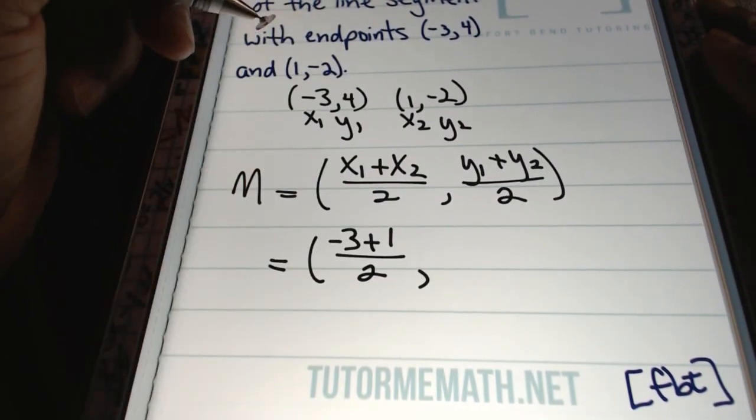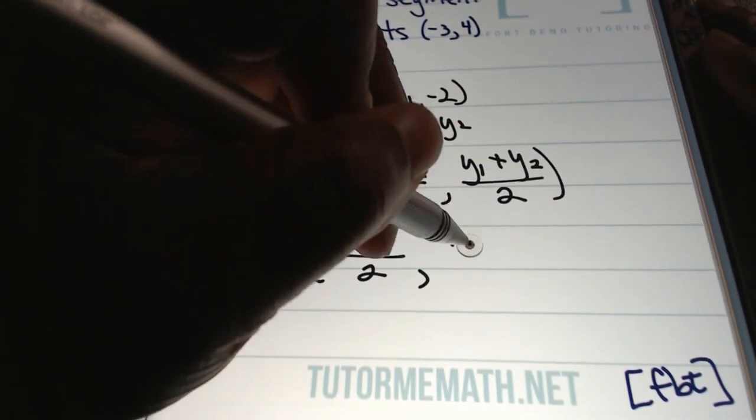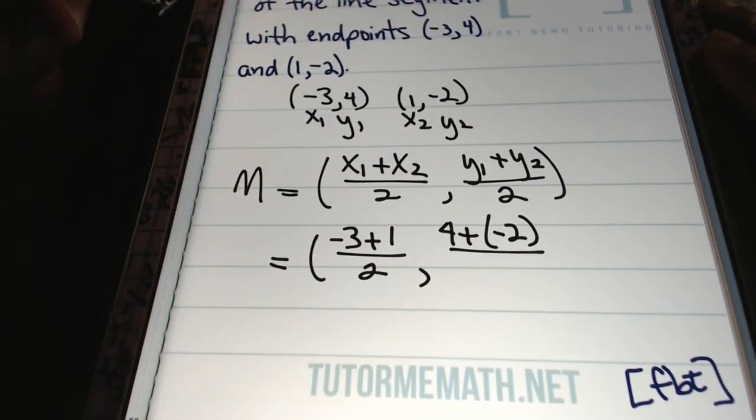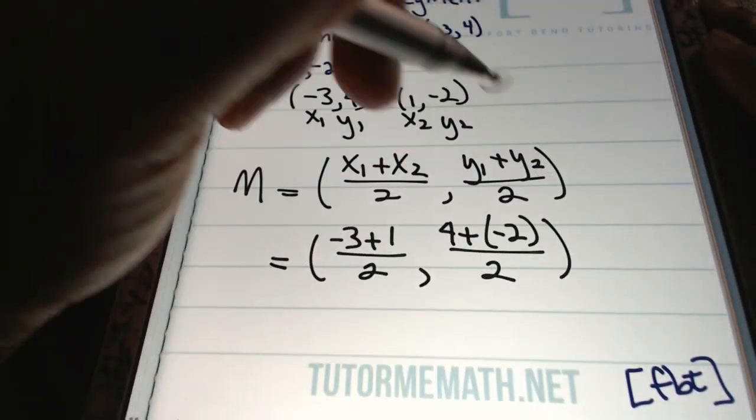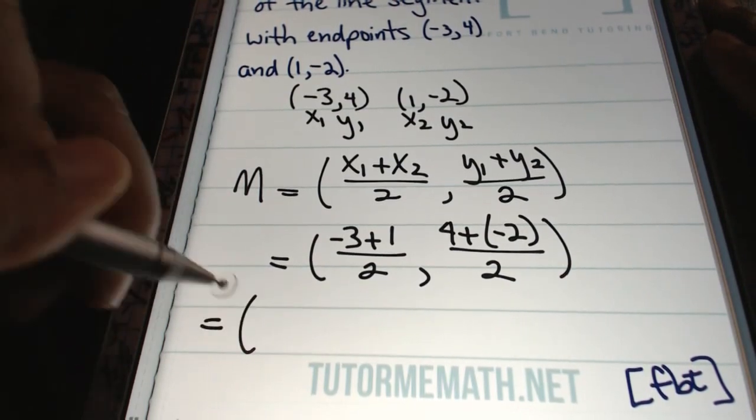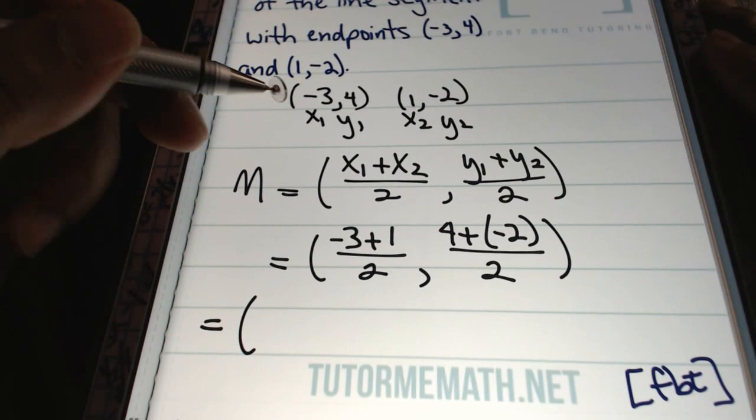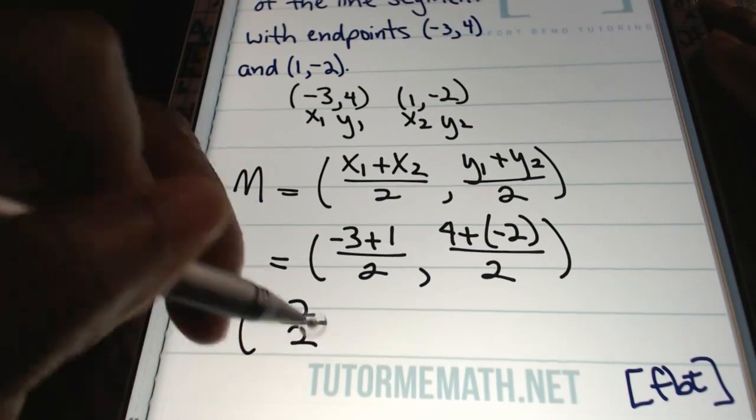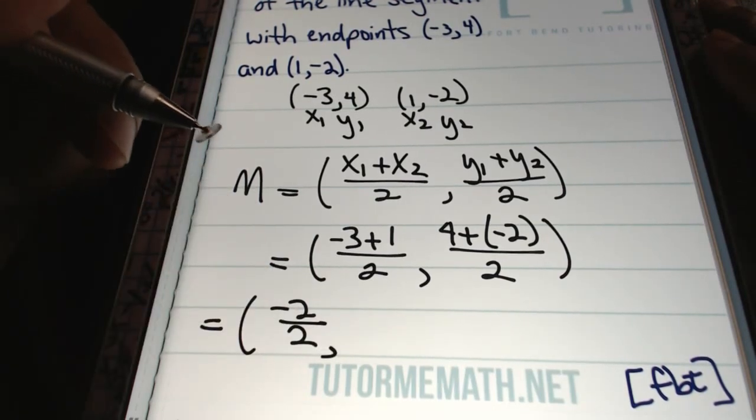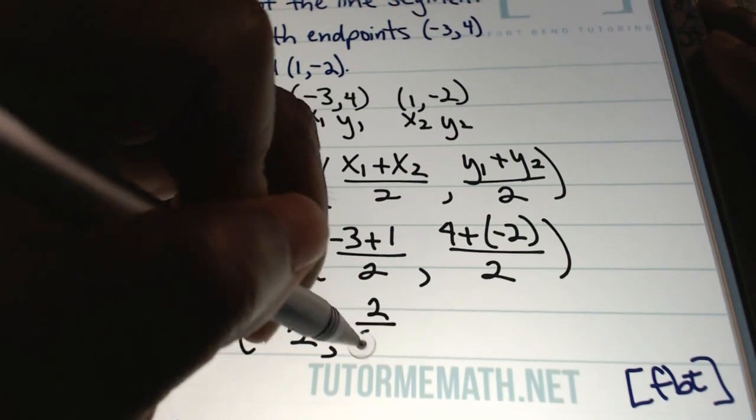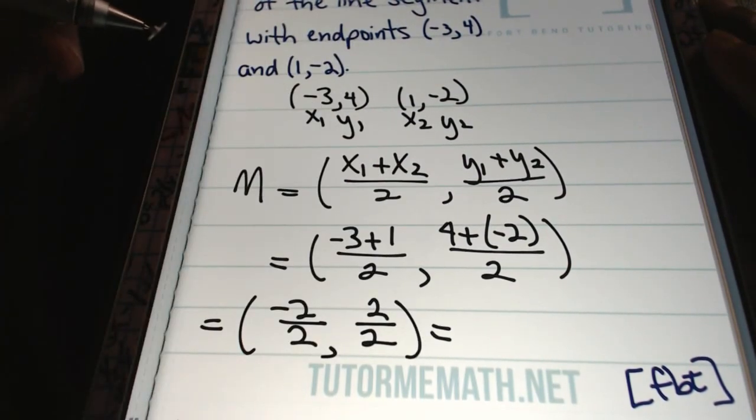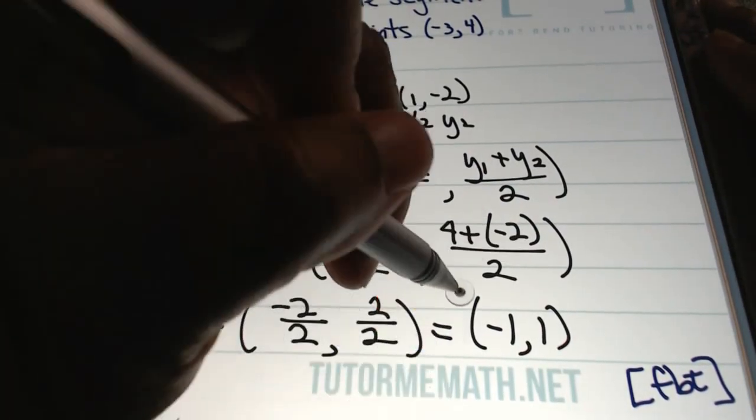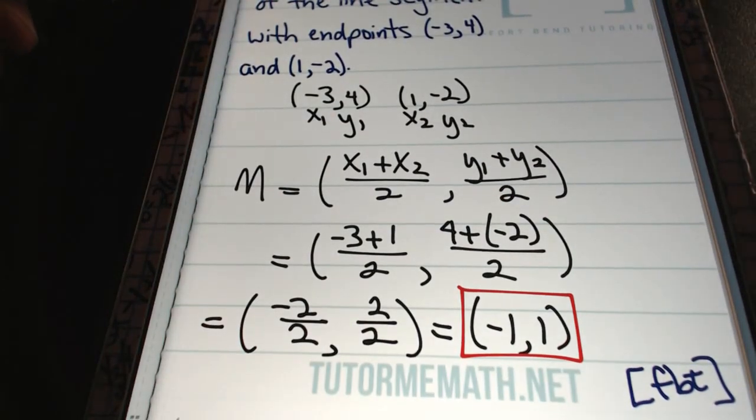Then I'll be plugging in my y1 value, which happens to be 4, plus my y2 value, which happens to be a negative value. Notice I'm going to include that negative sign within the parentheses and then divide by 2, closing off those parentheses. Then in the numerator, I'll be able to combine. The -3 plus 1 gives me -2 over 2. With the second fraction, I have 4 plus -2, which gives me 2 over 2. Therefore the midpoint between these 2 points is -1, 1. And we will be placing our answer in a red box.